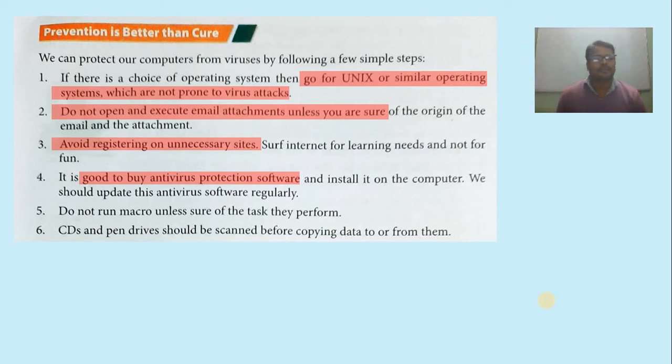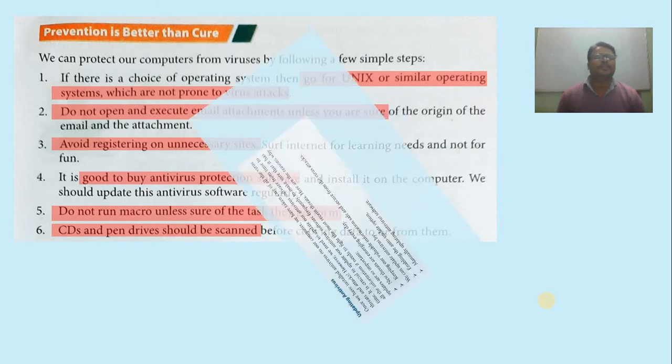That will be helpful. Do not run a macro unless you are sure of the task it performs. Macros are small pieces of software which work with different commands and do a particular task. But if we do not know what a macro does, we should not use it, and we should scan the pen drive or CD if we are copying data to our computer.